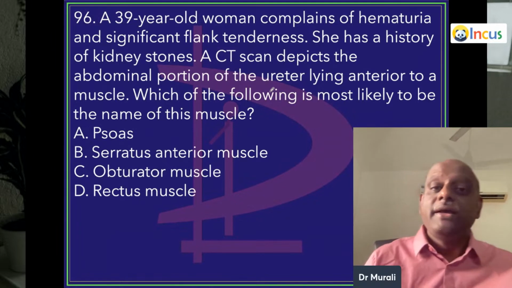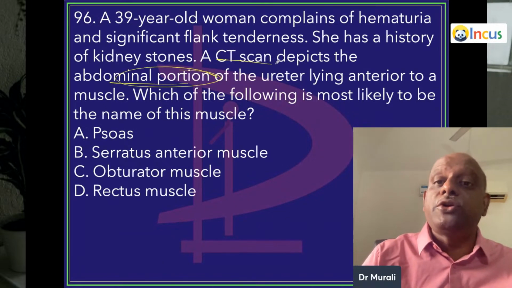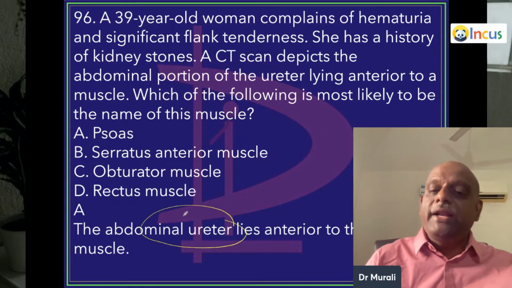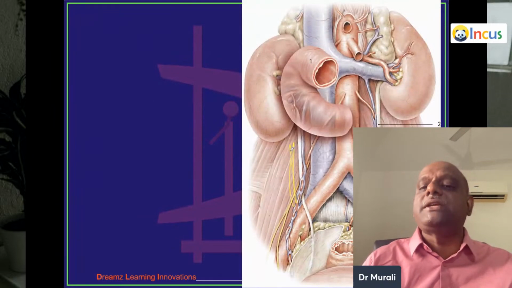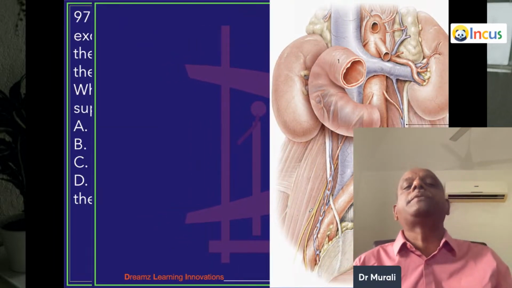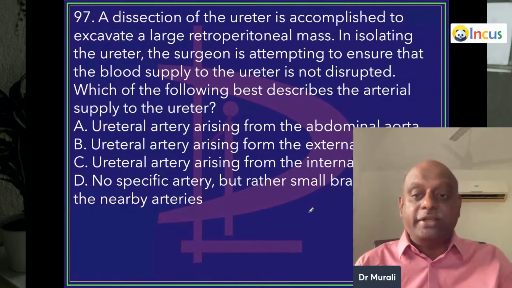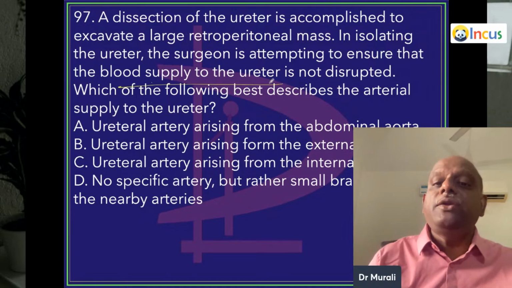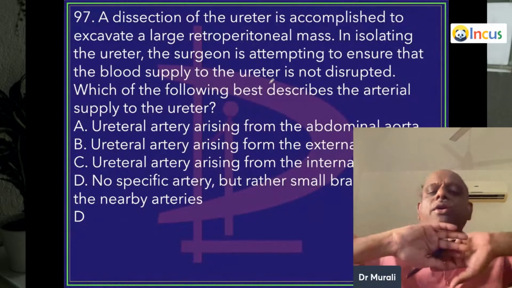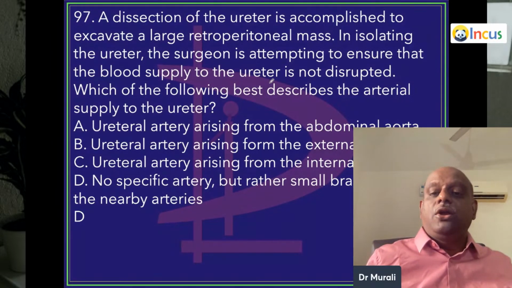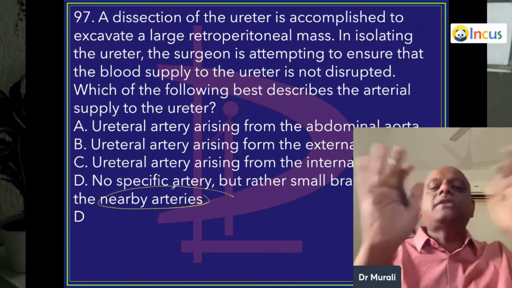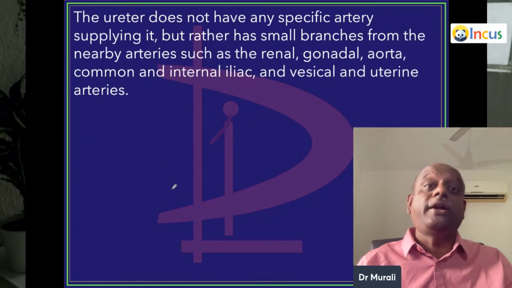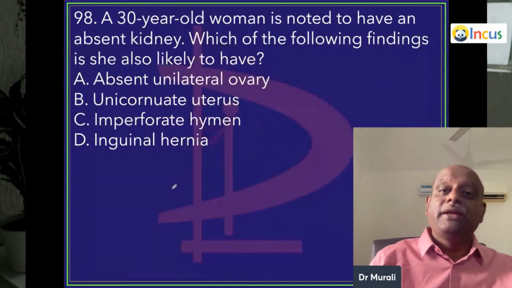Sperm cannot swim. CT scan depicts the abdominal portion of the ureter lying anterior to which muscle? So abdominal ureter lies anterior to the psoas muscle. The ureter relationships, you need to be very, very sure about, doctor. Now, typically the blood supply to the ureter doesn't have any specific artery, doctor. All the small branches from the nearby arteries supply the ureter along its length. So that is one thing about the ureter that you need to know. There is no specific artery for the ureter.